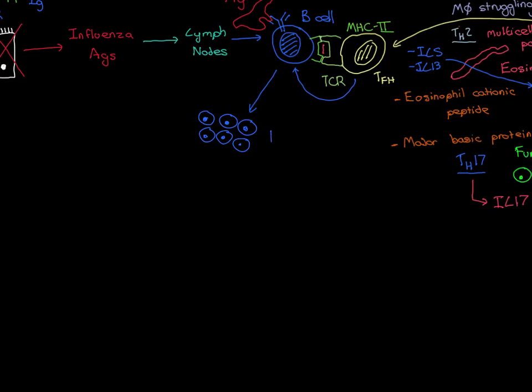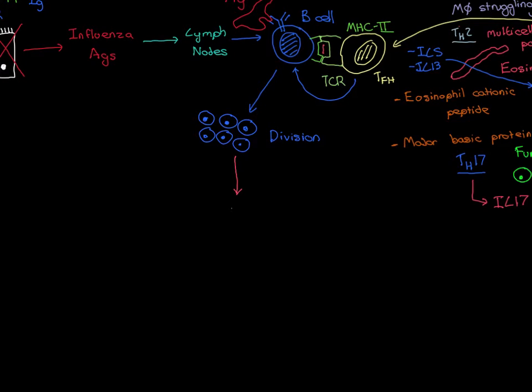So the next thing that happens is division, and then what's going to happen is they're going to start to differentiate. Now, when they differentiate, they can differentiate into 2 different types of cells, the effector B cells, and then of course the memory B cells. So let's just put on memory B cells, because hopefully we have a very good understanding of memory lymphocytes now.